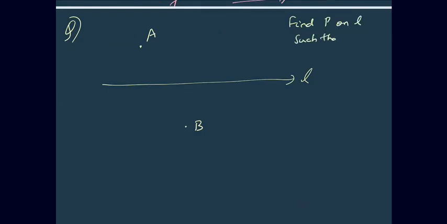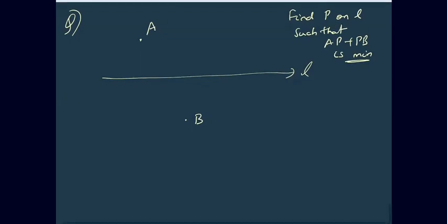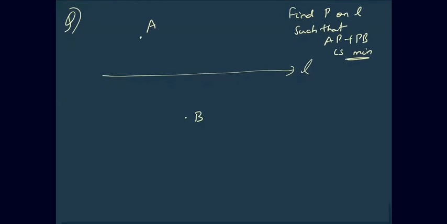Here you are given a line L, and there are two points A and B which are on either side of line L. This is point A, this is point B. Now you need to find a point P on line L such that the sum AP plus PB is minimum. You need to find a point P on this line L such that AP plus PB is minimum possible. Just try this problem for some minutes and then we'll discuss.